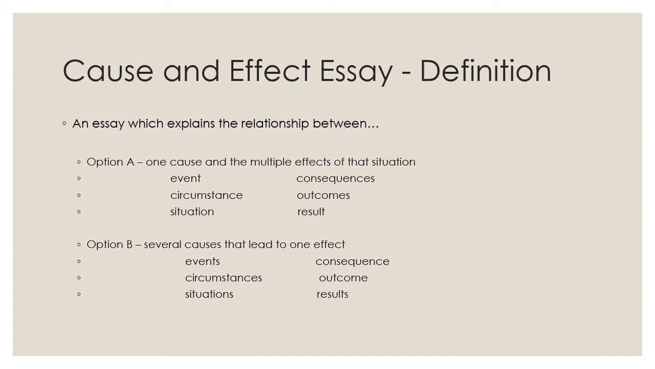If you choose option A, you will take one cause, event, circumstance, or situation. All of these are synonyms for cause. And then you will figure out what are the effects of that cause, event, circumstance, or situation. Some people are not very comfortable with the word effects, so you may be more comfortable with the word consequences, outcomes, or results. That's option A.